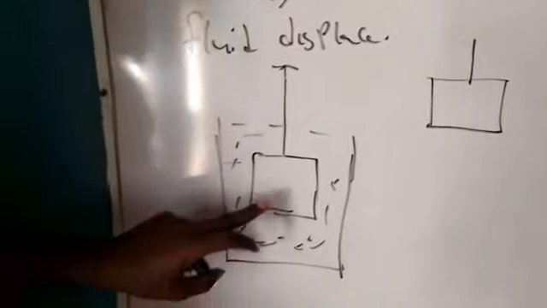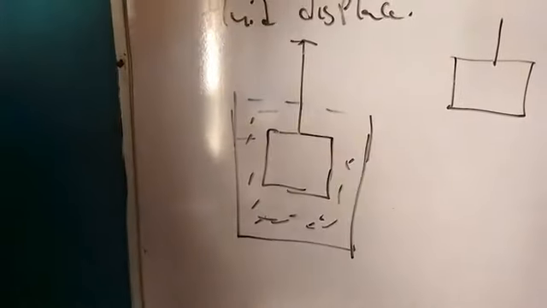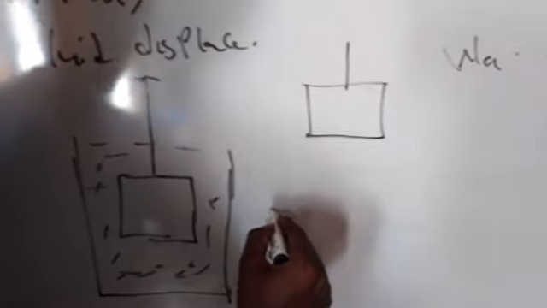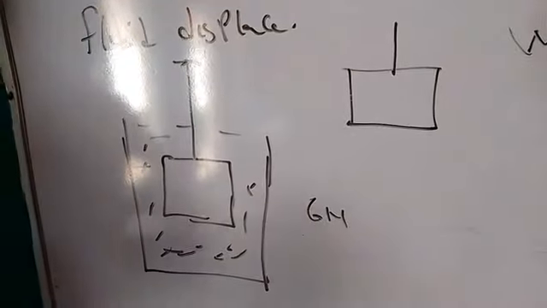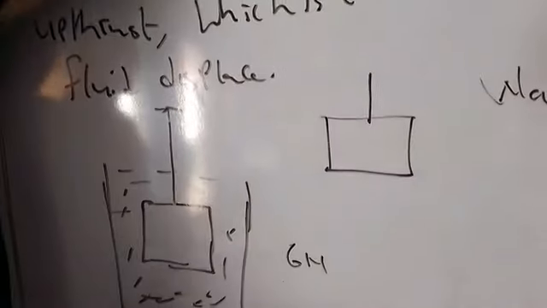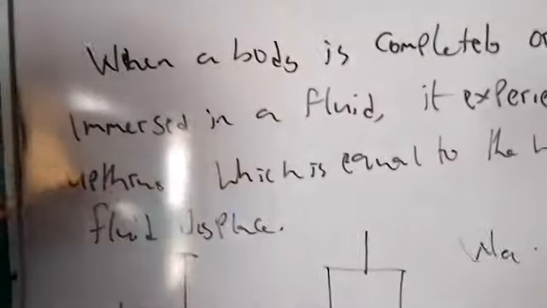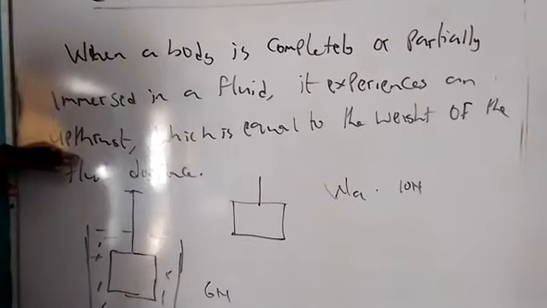Now, if this body is immersed in a fluid, it becomes light. The weight will not be equal to 10 Newton again. We have something less than 10 Newton, let's say something like 6 Newton. So we discover that there's a loss in weight when the body is immersed in water. So Archimedes is trying to say when the body is completely or partially immersed in a fluid, it experiences an upthrust. An upthrust is a loss in weight.